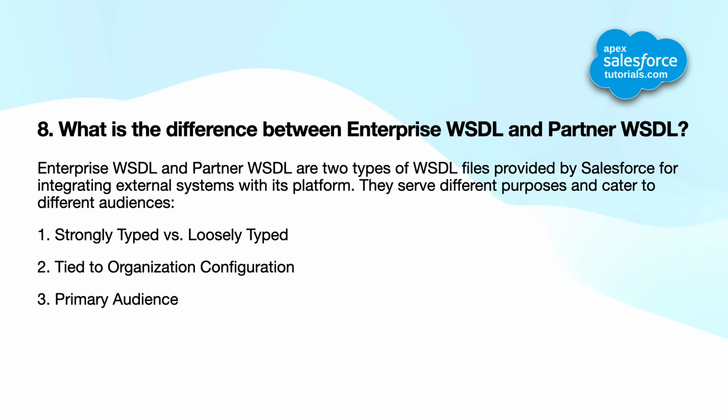One, strongly typed versus loosely typed. Enterprise WSDL generates a strongly typed WSDL file that reflects the specific configuration of the Salesforce organization, including custom objects, fields, and data types. This provides a comprehensive view of the organization's data model and facilitates seamless integration. Partner WSDL generates a loosely typed WSDL file that is more generic and does not include organization-specific details.